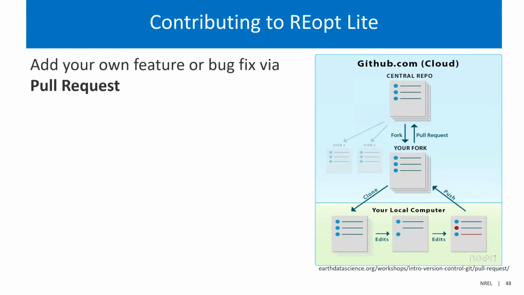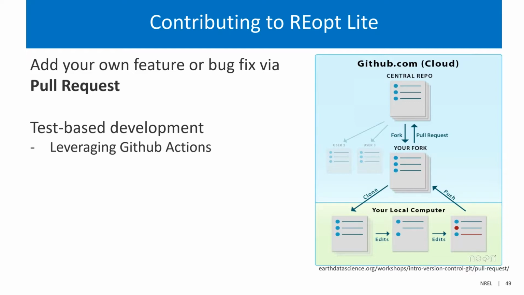Would you please merge this into the central repo? It's important to note that we've actually used test-based development throughout the process of the REopt Lite API. When a user creates a pull request, it will automatically kick off a test suite via GitHub Actions. Each one of these built-in tests, there's a few dozen of them, tests an individual feature that's been added over time to the REopt Lite API.